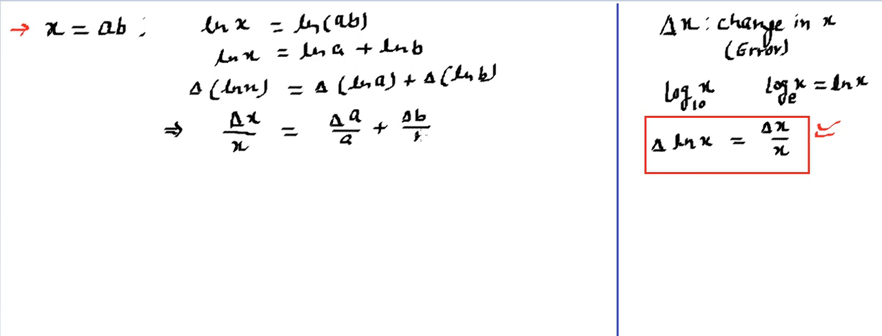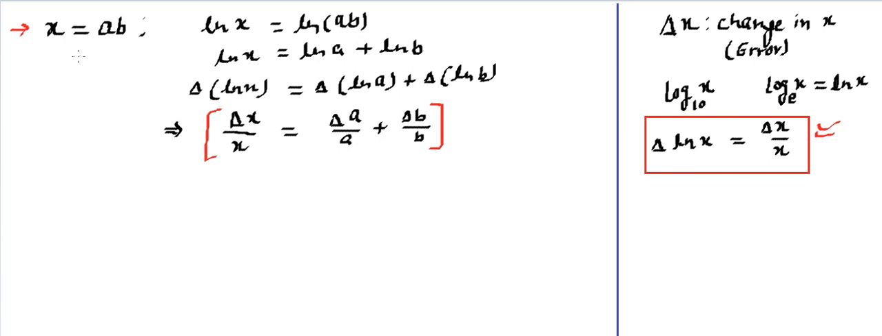Now if you see it carefully, it is the same expression that I have written earlier to find the change in x or error in x. This is called the fractional or relative error in x, which is equal to the relative error in a plus the relative error in b. This is coming because of this mathematics.